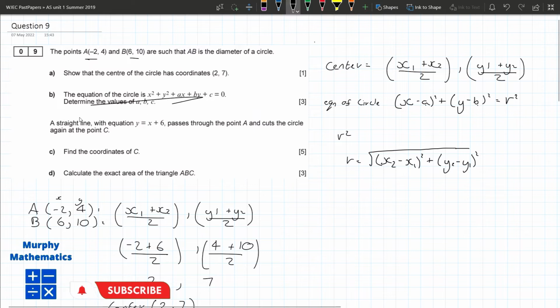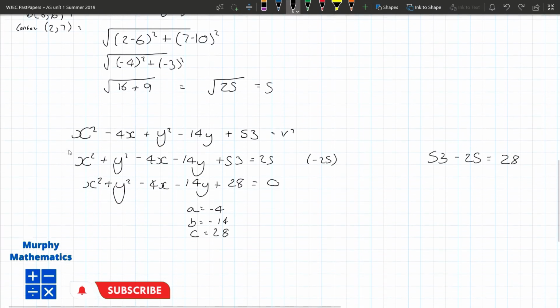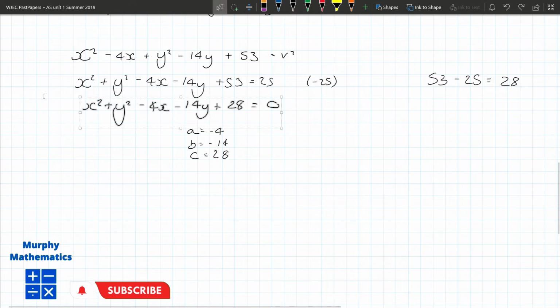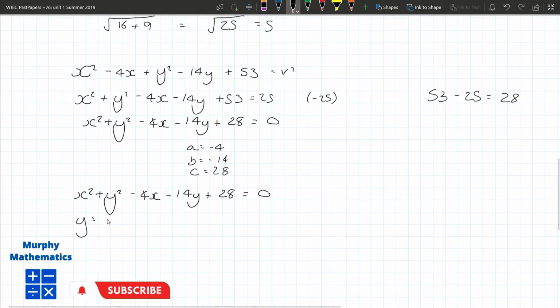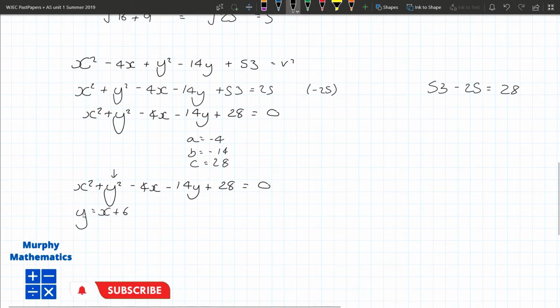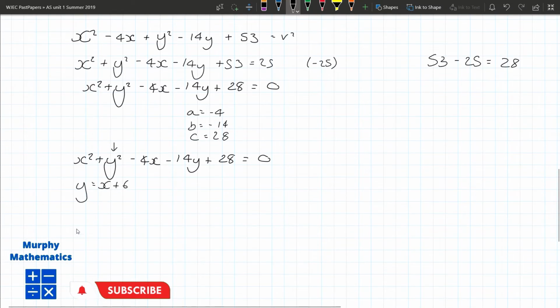Okay, so part b's done. Now, a straight line with equation y equals x plus 6 passes through the point A and cuts the circle again at the point C. Find the coordinates of C. So we've got this equation here, and we're told y equals x plus 6, and they both intersect at point C. I could either make this all equal to y and set that equal to x plus 6, or I can just put x plus 6 in for every y in that equation, which is probably my easiest thing to do.